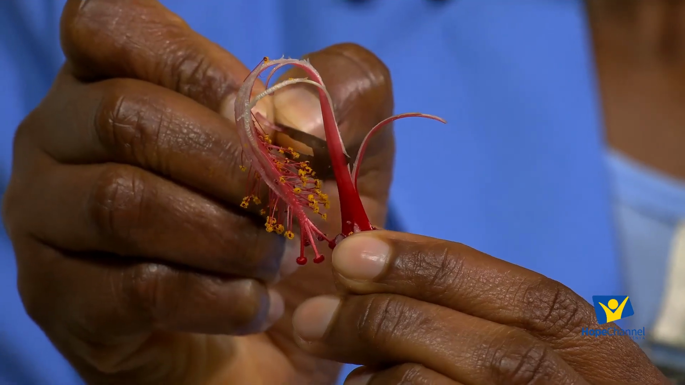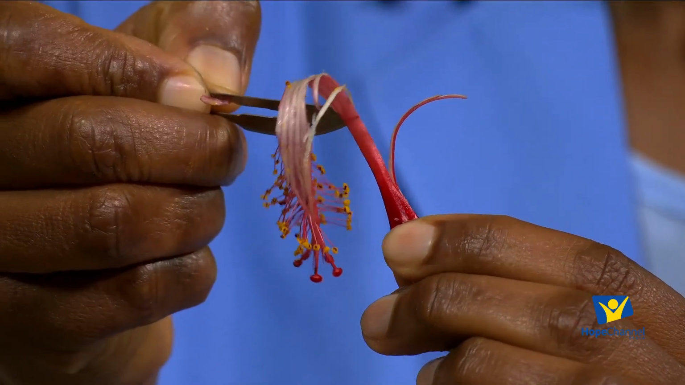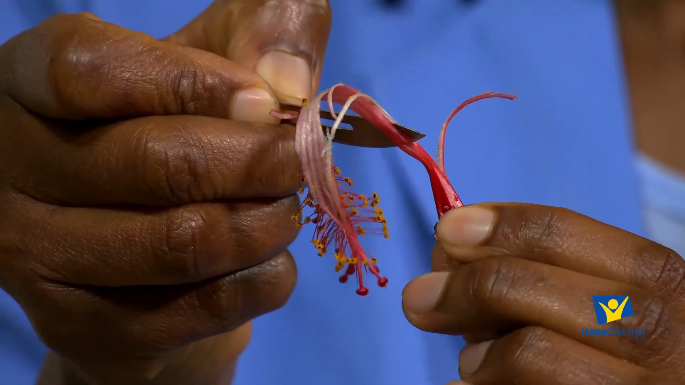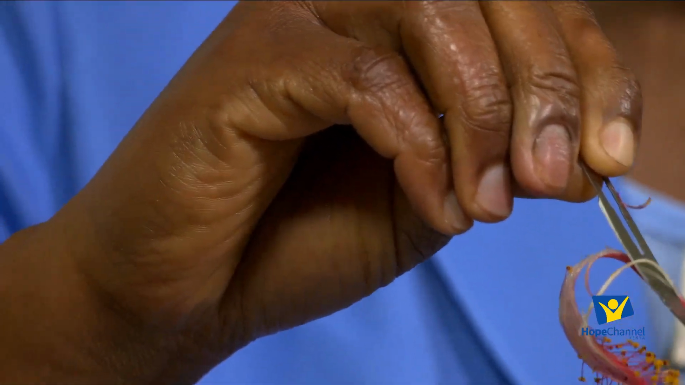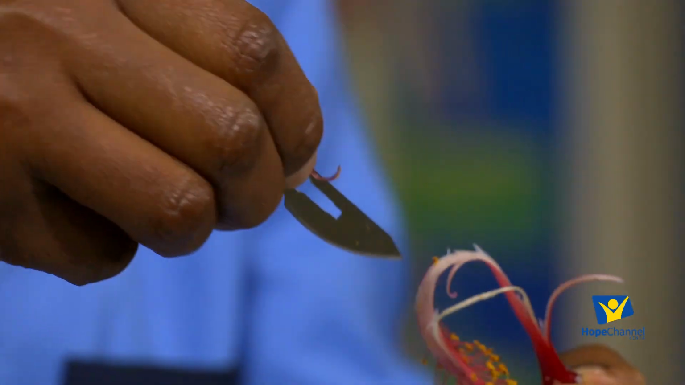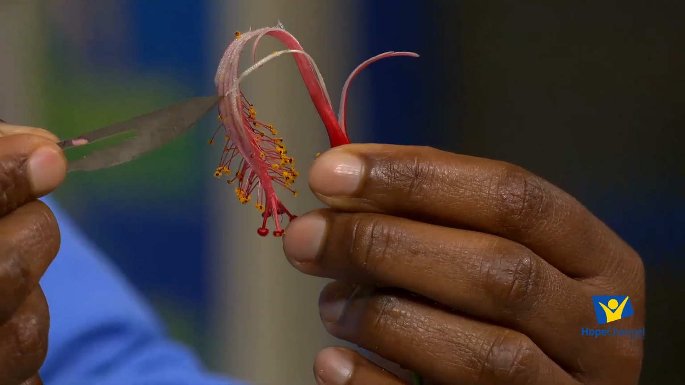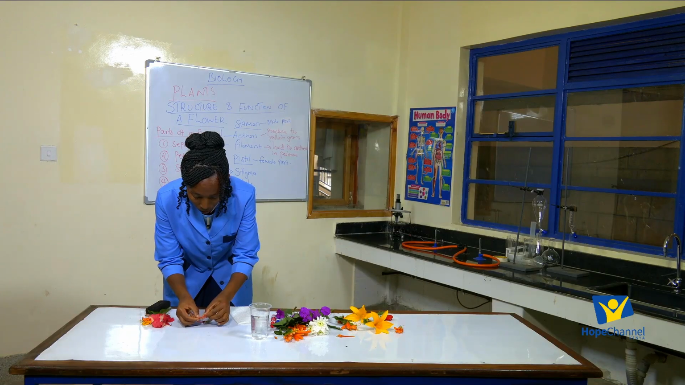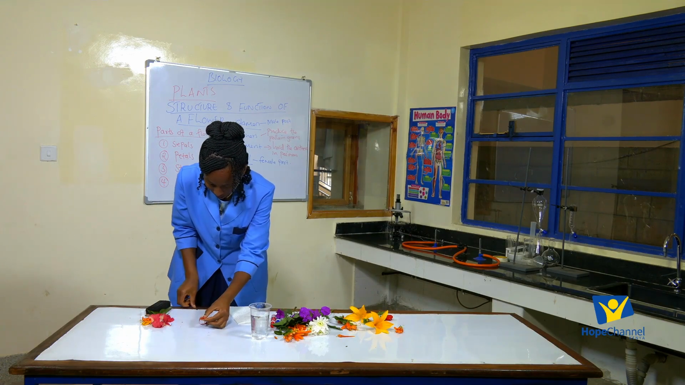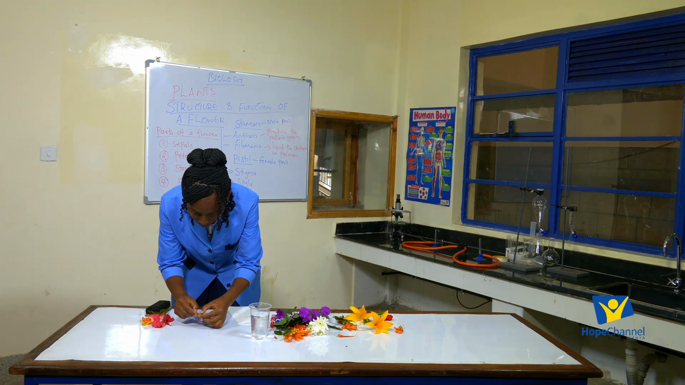And remember, the style is the one that exposes the stigma. Remember, we need the stigma for pollination. So I hope at this point you can see what I'm trying to do. This is the style, and this is the one that is holding the stigma. So up to that point, we can still try and get it. Remember, we are looking for the style, the one that exposes the stigma.